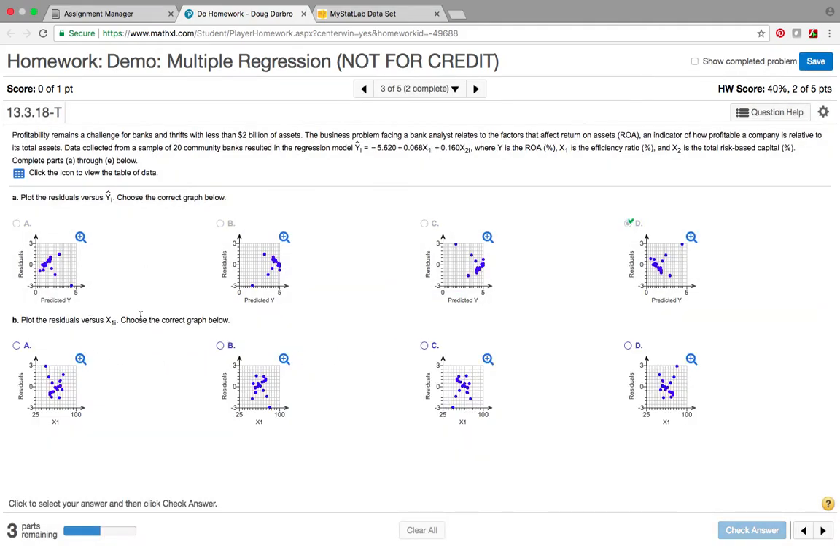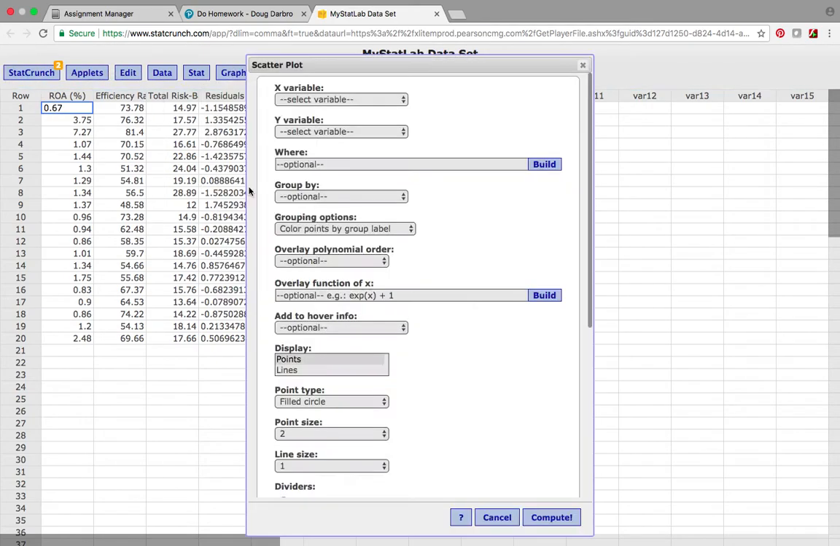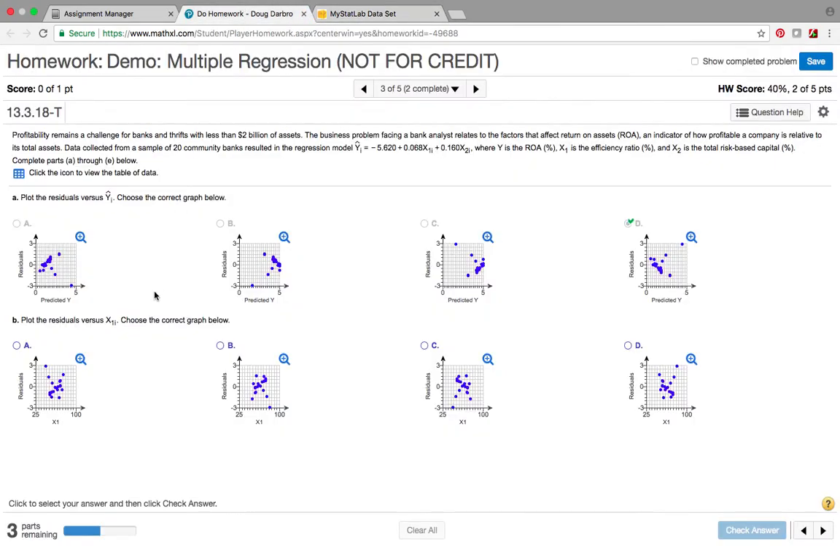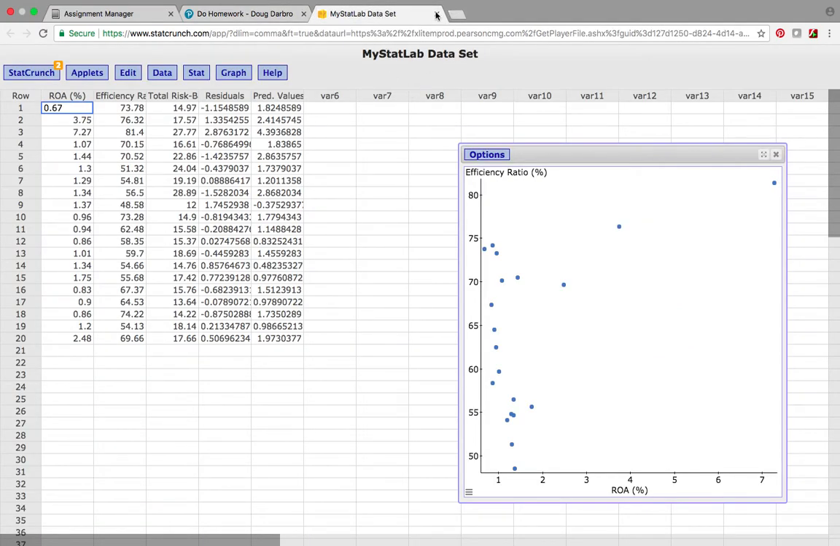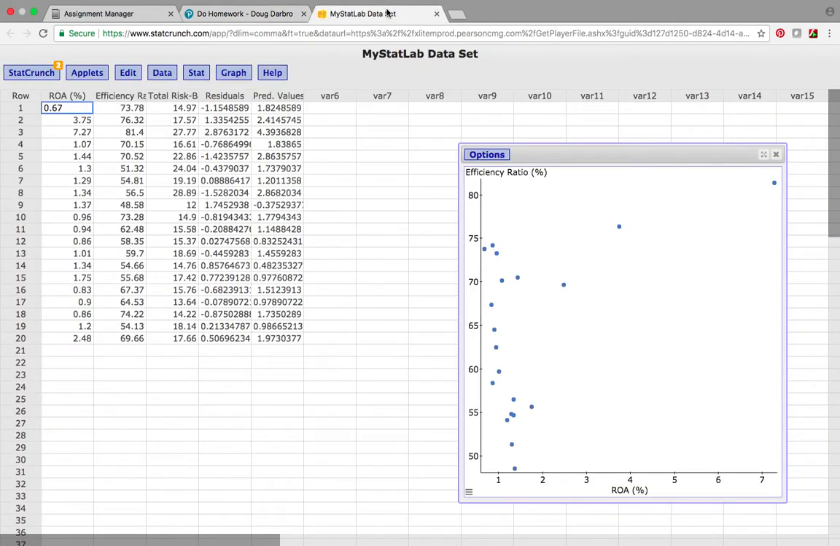Okay, plot the residuals versus x1. So it looks to me x1 is the efficiency ratio. Now, this kind of looks like a vertical line here, and I've got a couple of points up here to the right, so that's the characteristic that I'm looking for. Wow, I don't really see anything that looks like that. That's no fun. So it looks like X1 ranged from 25 to 100.